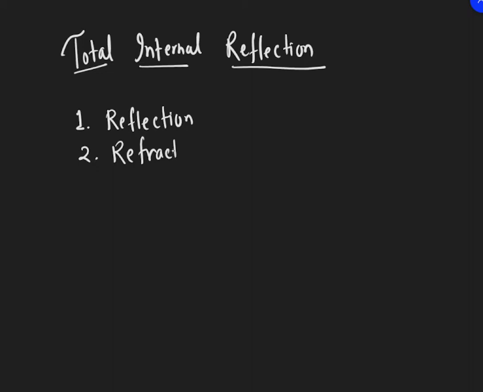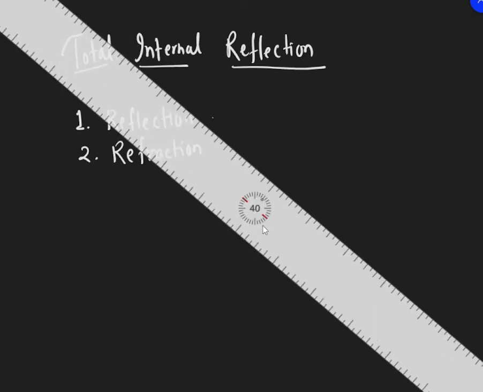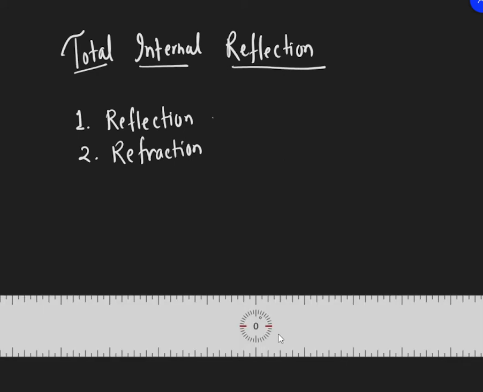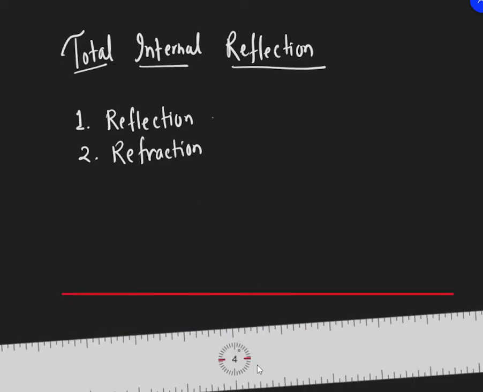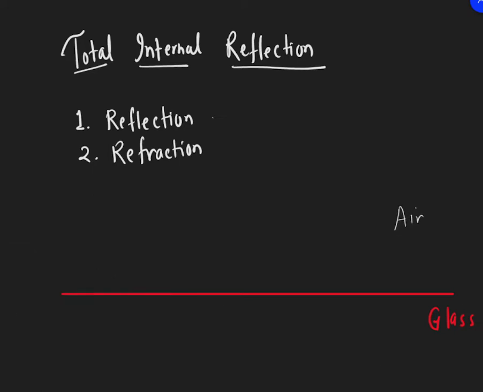Now let us see what is reflection. Suppose we have a plane surface and let us consider the typical example of glass. Suppose this red line shows the surface of the glass. And now if we consider this material as glass, this is glass, whereas the upper one is the air. Now suppose the light is incident from air to glass.